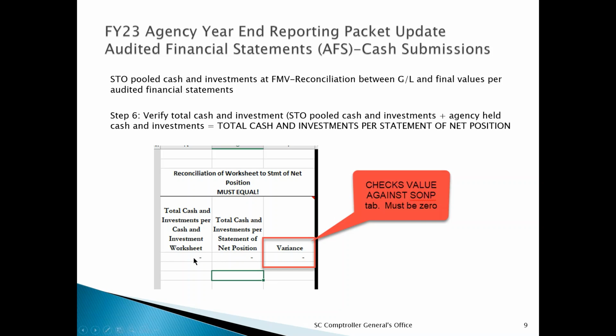But here you're going to take on this worksheet, you're going to total up the treasurer's cash and investments plus the cash and investments that are held by your entity, and you're going to compare them back to the statement of net position, and it has to equal 0. So we're just making sure you've detailed it out and that it agrees back to your balance sheet. If it doesn't agree back to your balance sheet, you've got something wrong here.